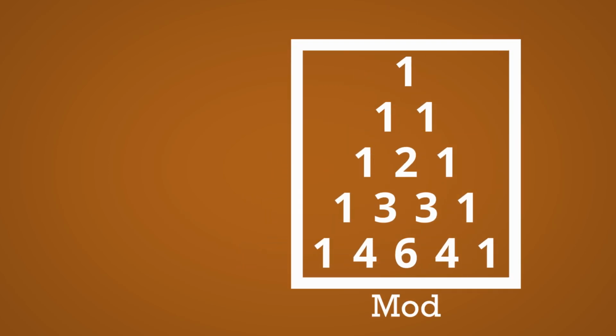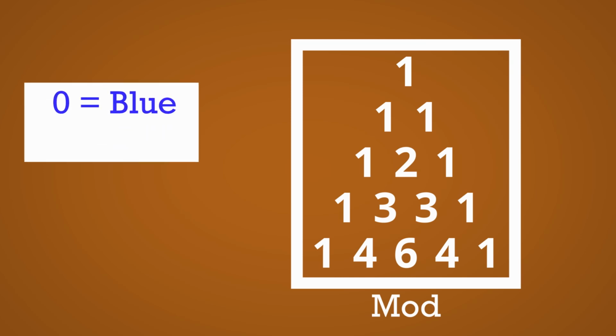The thing I'm interested in is when you color in this triangle. You can apply some simple logic to do that. We will take the mod of every single number in the triangle, and when we get a 0 from the mod, we will color it blue. And if it is not a 0, we will color it a different color, in this case green.